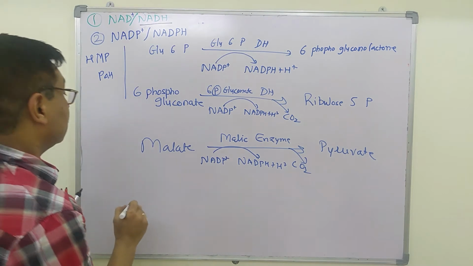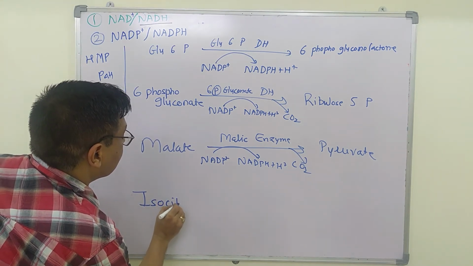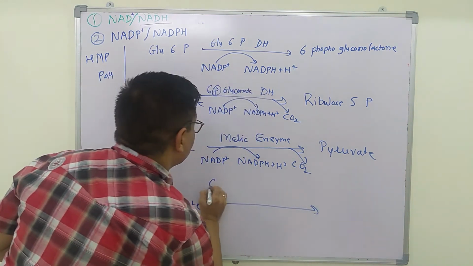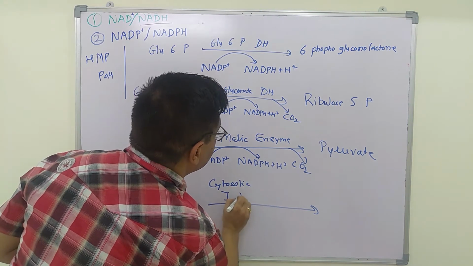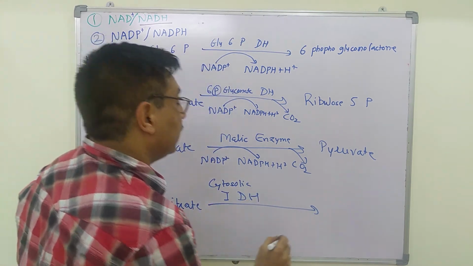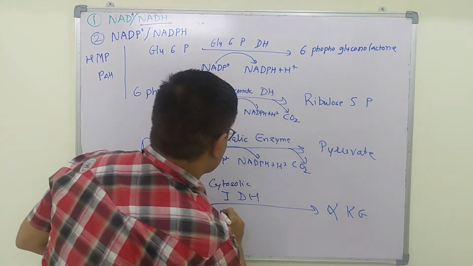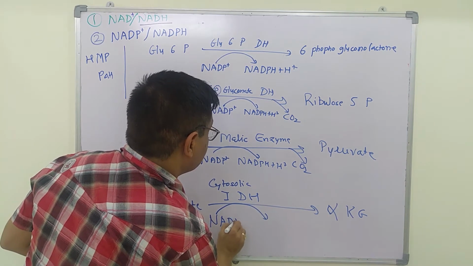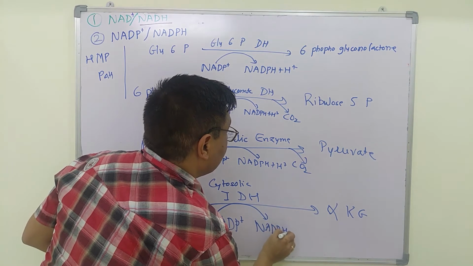And cytosolic isocitrate, in cytosol, in presence of cytosolic isocitrate dehydrogenase, is converted into alpha ketoglutarate. NADP is converted into NADPH and H plus.